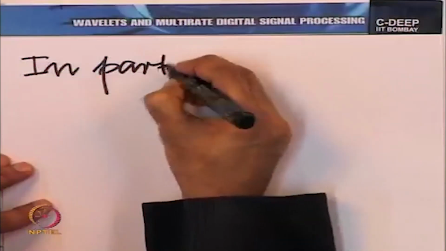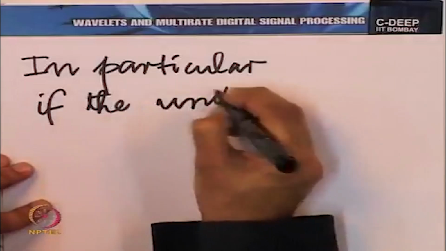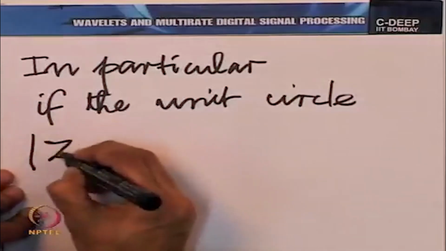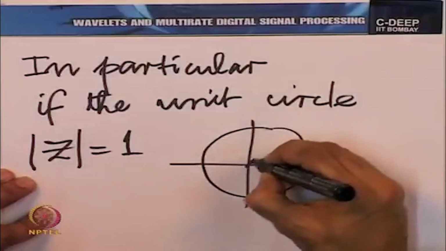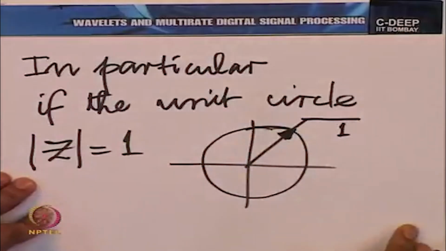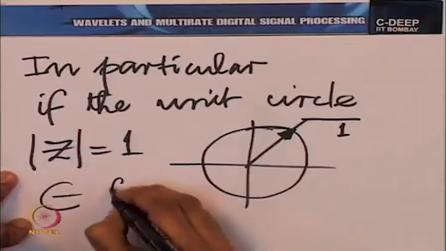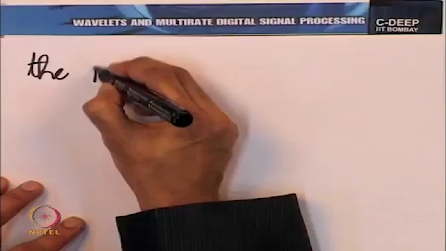Well, all this essentially to recall a few points about the Z transform, and now coming to the frequency domain. So, in particular, if the unit circle, that is mod z equal to 1, it is a circle, you see, mod z equal to 1 is a circle of radius 1 in the z plane. So, if the unit circle is included in R, then we have a frequency response for the system. The system has a frequency response.